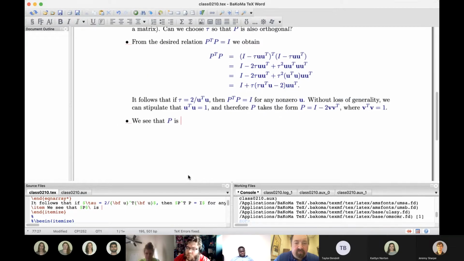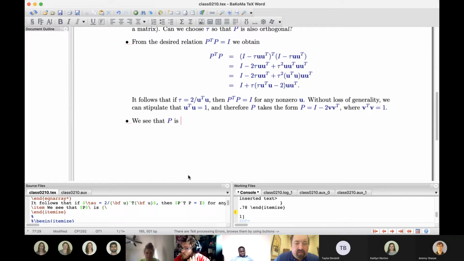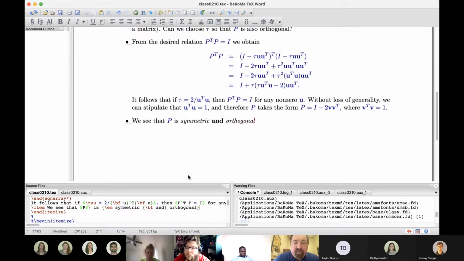P is symmetric and orthogonal. Whereas a given rotation is just plain orthogonal. It's not symmetric. Now, what does this mean? So this will be pretty convenient for us.